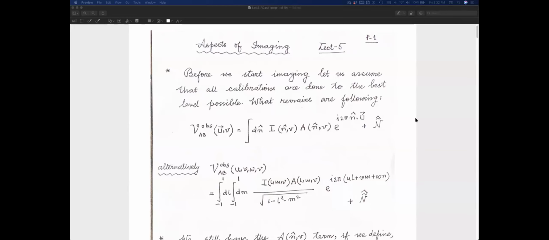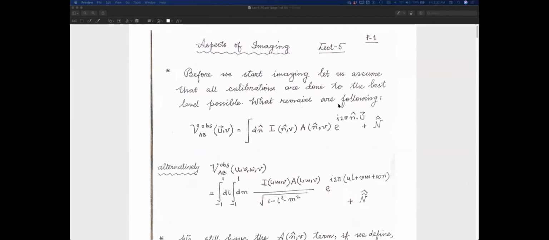Audible properly? Yes, you are audible. What do you see? Can you confirm? Yes, we can see aspects of imaging, lecture 5.